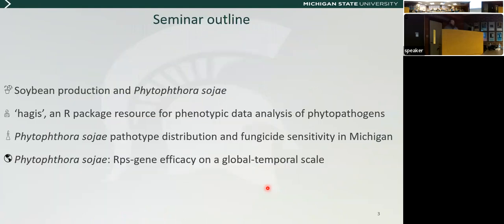So for this seminar, I'm going to start by having a general soybean production and Phytophthora sojae introduction, and then I'll get into HaGiS and our package resource that I made for phenotypic data analysis of Phytophthora sojae and other pathogens that interact with plants in a gene-for-gene fashion. I'll then talk about how I used that package to elucidate the Phytophthora sojae pathotype distribution in Michigan, as well as look at fungicide sensitivity data for that pathogen, trying to look at our management routines and seeing how effective they are currently.